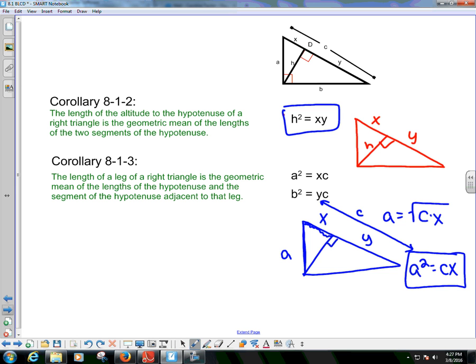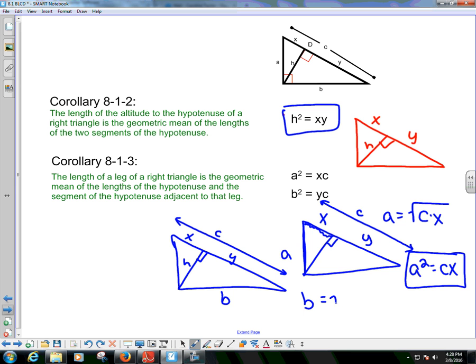All right, and then I'm going to talk about the same triangle. I've got my altitude h, which breaks my hypotenuse into x and y. My entire hypotenuse is c units long, and this side is b. So b is the geometric mean of, so positive square root of, the entire hypotenuse and the segment that's adjacent to side b. Well, this is side b, so the part that's adjacent to side b is y.